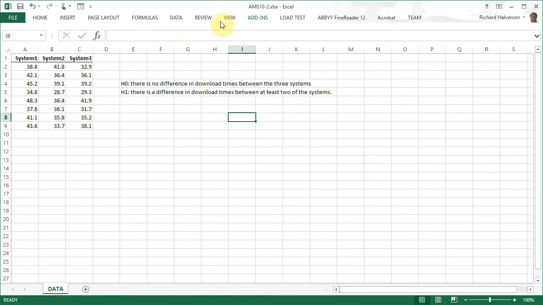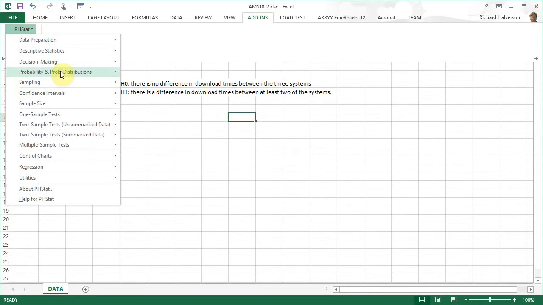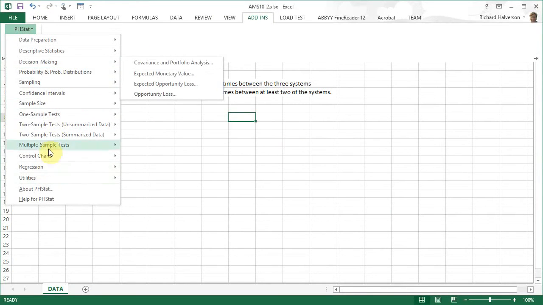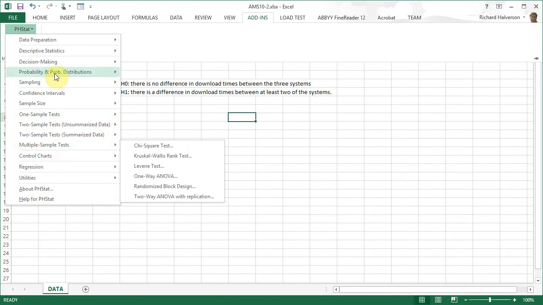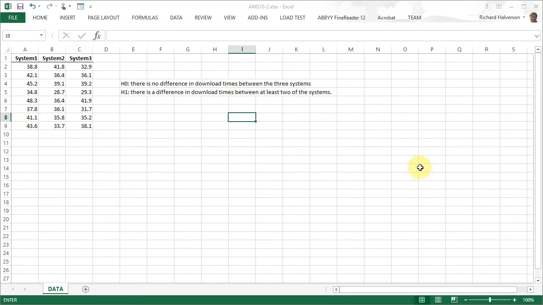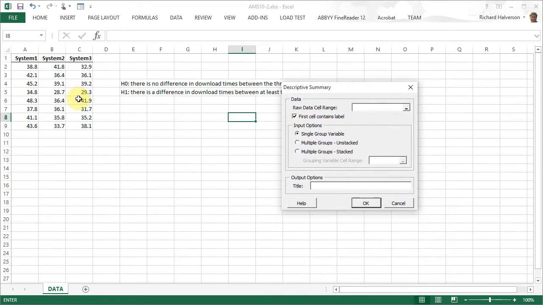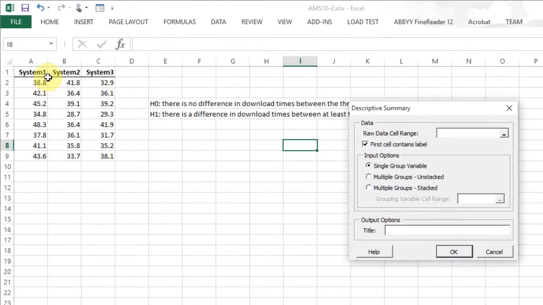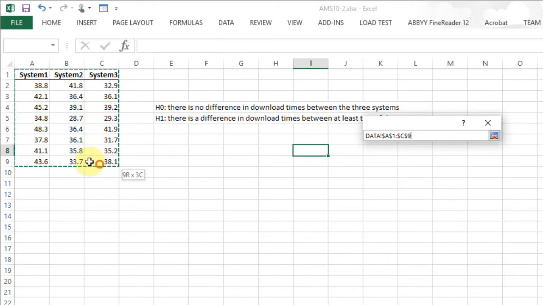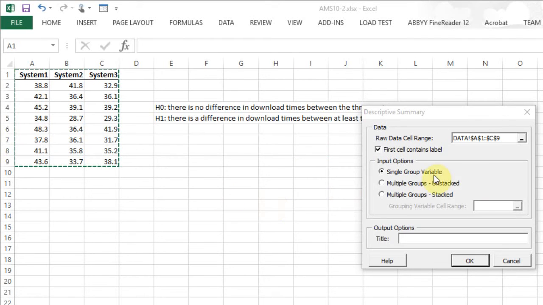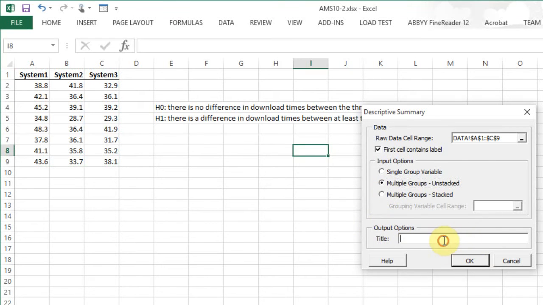So let's do that. Let's do add-ins, PHstat. Descriptive statistics. Descriptive summary. This thing pops up. And the data cell range is this range here. And it's multiple groups, unstacked. And I'm going to put a title here of email messaging system downloads. Okay.